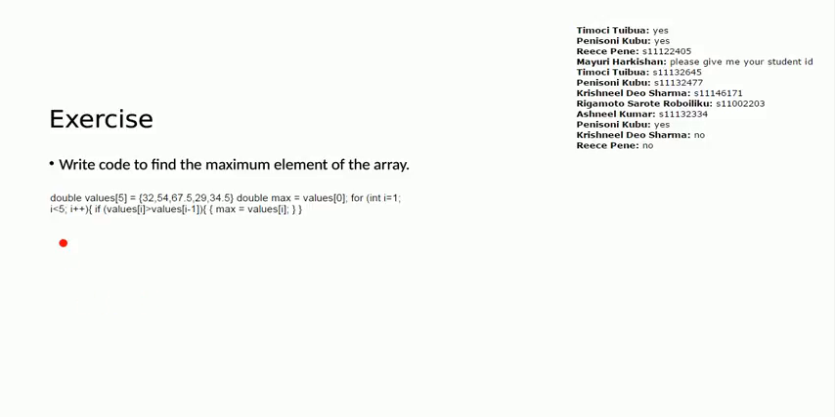Now we go back and iterate again. Apparently max is 54, right? So now I becomes 2. 2 is less than 5, true. So we go, if the value at 2, which is 67.5, is greater than 54, true, right? So now max becomes 67.5. Let's go back. I plus plus, I becomes 3. 3 is less than 5.